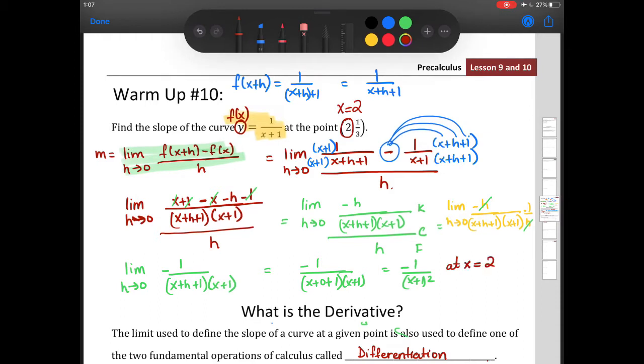The y value, we weren't even interested in it. So all I'm going to do is substitute 2. So it'll be negative 1 over 2 plus 1 squared, which, simplified, is negative 1 over 2 plus 1 is 3, 3 squared is 9. Negative 1 over 9.